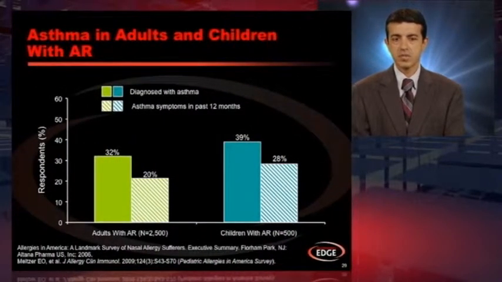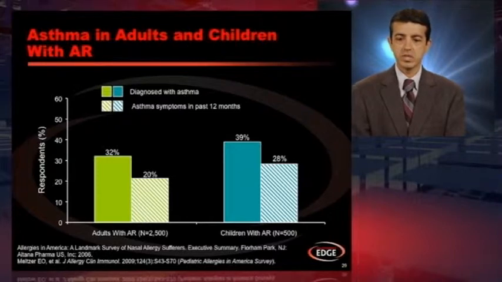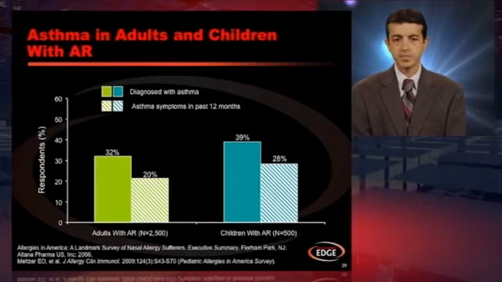What we see here from the Allergies in America survey is in the yellow are those patients that were diagnosed with asthma. In the dashed bars, we see asthma symptoms in the past 12 months. On the left side are the adults. On the right side are children with AR. And again, you see up to 40% of those diagnosed with asthma of the total respondents also had underlying AR.